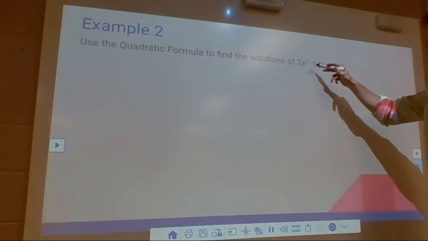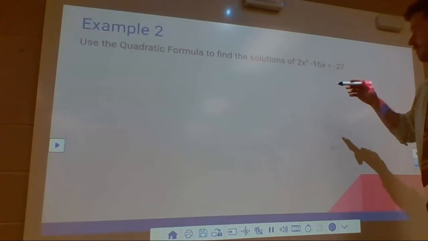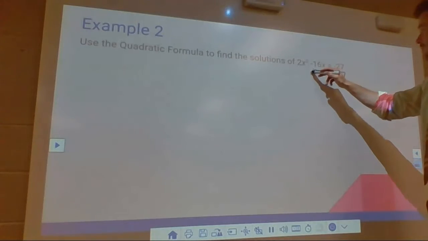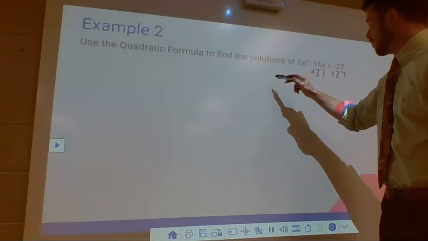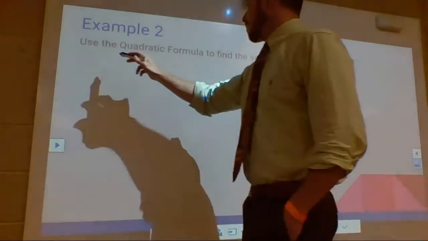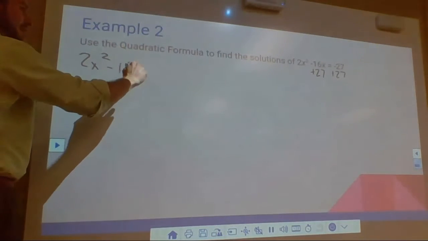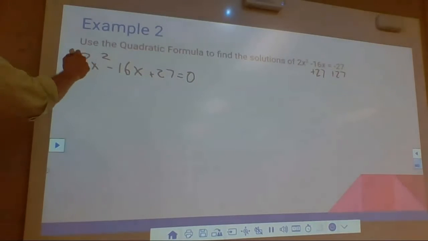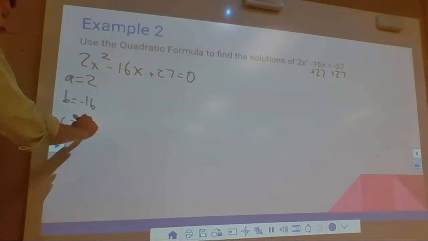Check this out. We see, again, that this is not in standard form. If it's not given to you in standard form, we need to make it in standard form. So I need to add 27 on both sides so that one side is 0. We want the right side equal to 0. So we'll get 2x squared minus 16x plus 27 equals 0. So a equals 2, b equals negative 16, and c equals 27.